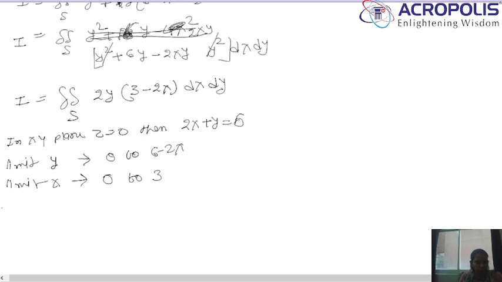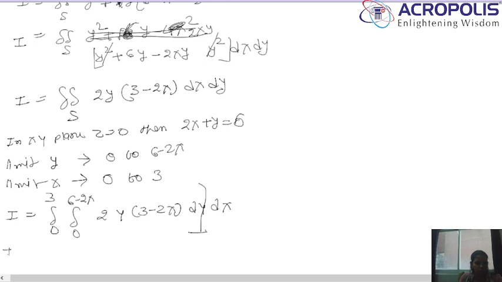So I will be the integral from 0 to 3, 0 to 6 minus 2x, 2y, 3 minus 2x dy dx. First we integrate with respect to y and then x. So I will be 0 to 3, y square by 2, 3 minus 2x dx outside. So here 2 will be cancelled. We apply upper limit minus lower limit, 6 minus 2x.